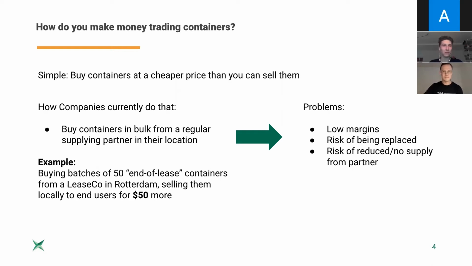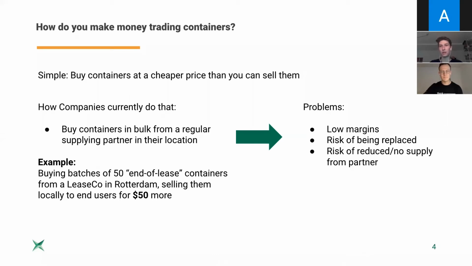So you maybe buy from a bulk seller in your regular location, and then you sell those containers to smaller customers or to customers in the industry. One example: maybe you buy 50 end-of-lease containers from a leasing company in Rotterdam, and then you sell them locally to end users in Rotterdam for $50 more, splitting this bigger batch of 50 containers into smaller ones. It works. You can make money, but there are several problems.